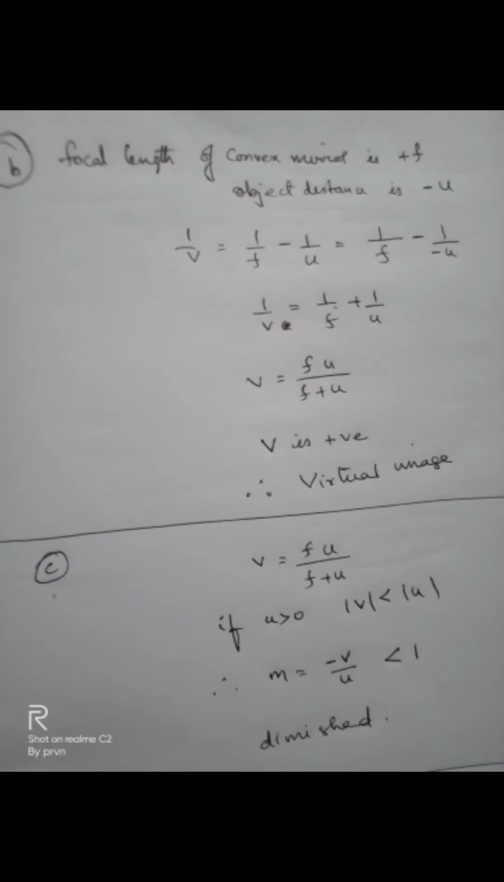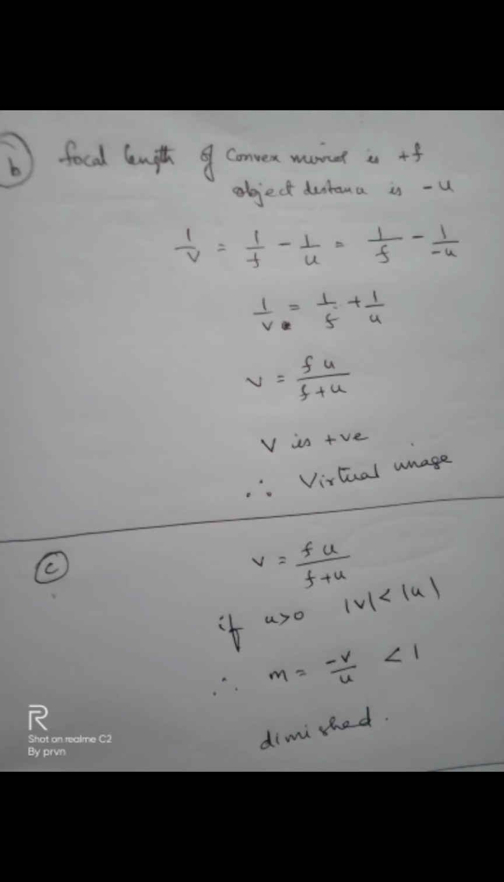Now come to the second question. Here the convex mirror is given. For the convex mirror, we need to take the focal length positive and object distance negative. When we substitute the values, you will get v = fu/(f+u). Here you can see that the magnitude is always positive. As the value of v is positive, the image is said to be a virtual image. So what is the answer you can write? As the value is positive, the image is a virtual image.